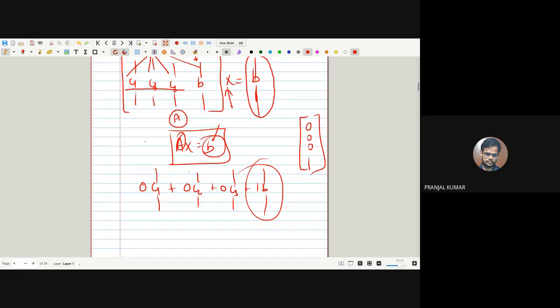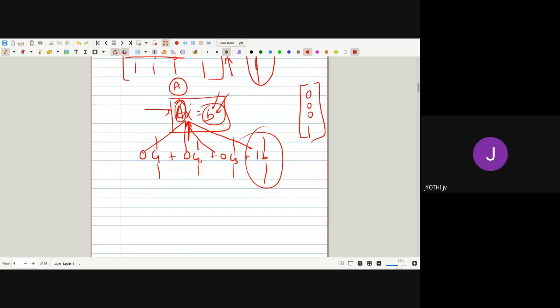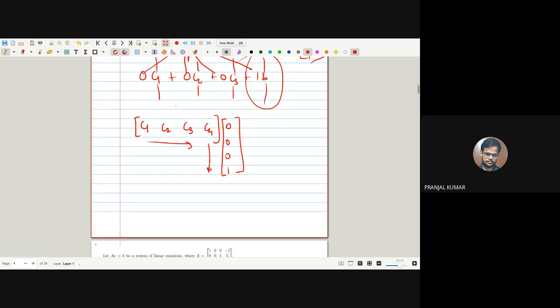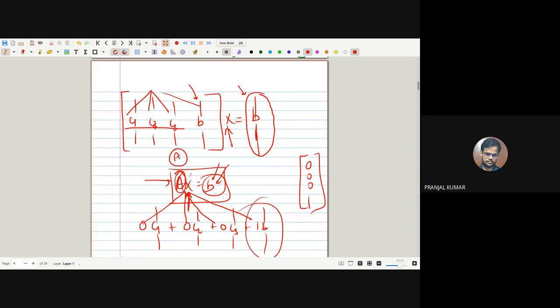So this system always checks whether B lies in the column space of A, where the coefficients are given by this solution vector X. If I wrote this, suppose the A matrix, I just pressed it so that it became flat, and 0, 0, 0, 1. You know that this is the dot product: 0 times C1 plus 0 times C2 plus 0 times C3 plus 1 times C4. Isn't this the linear combination? Yes. Clear.